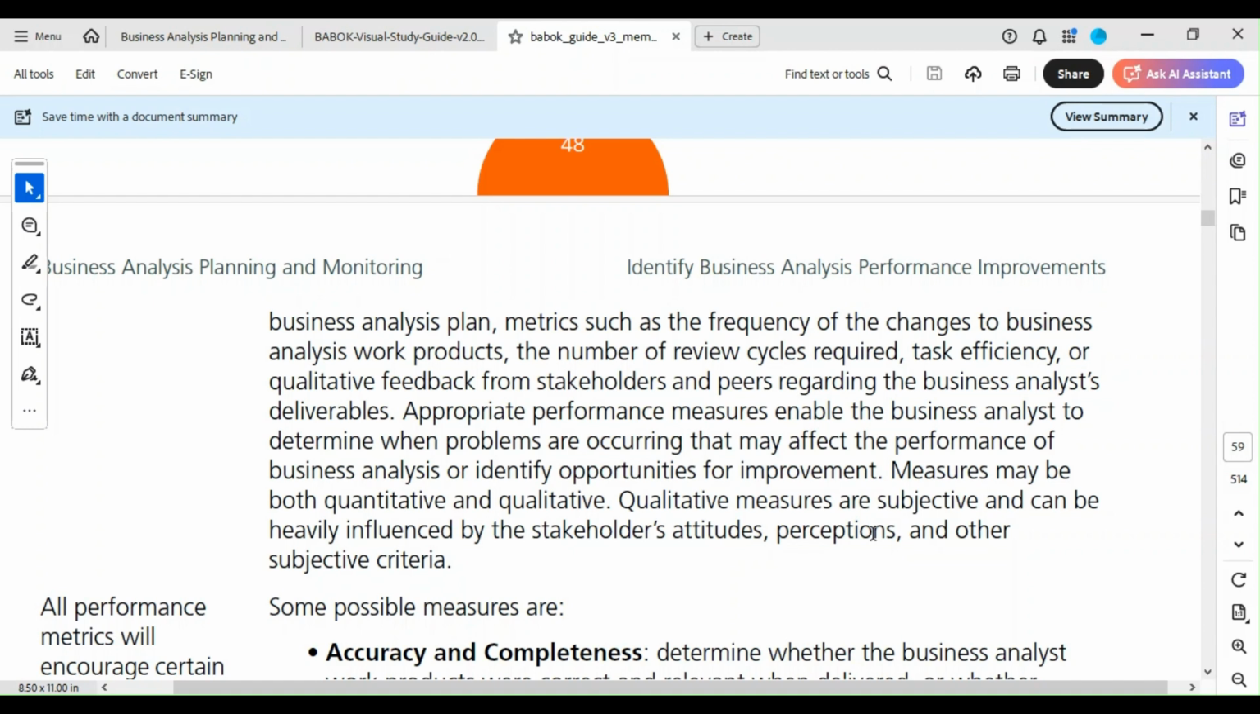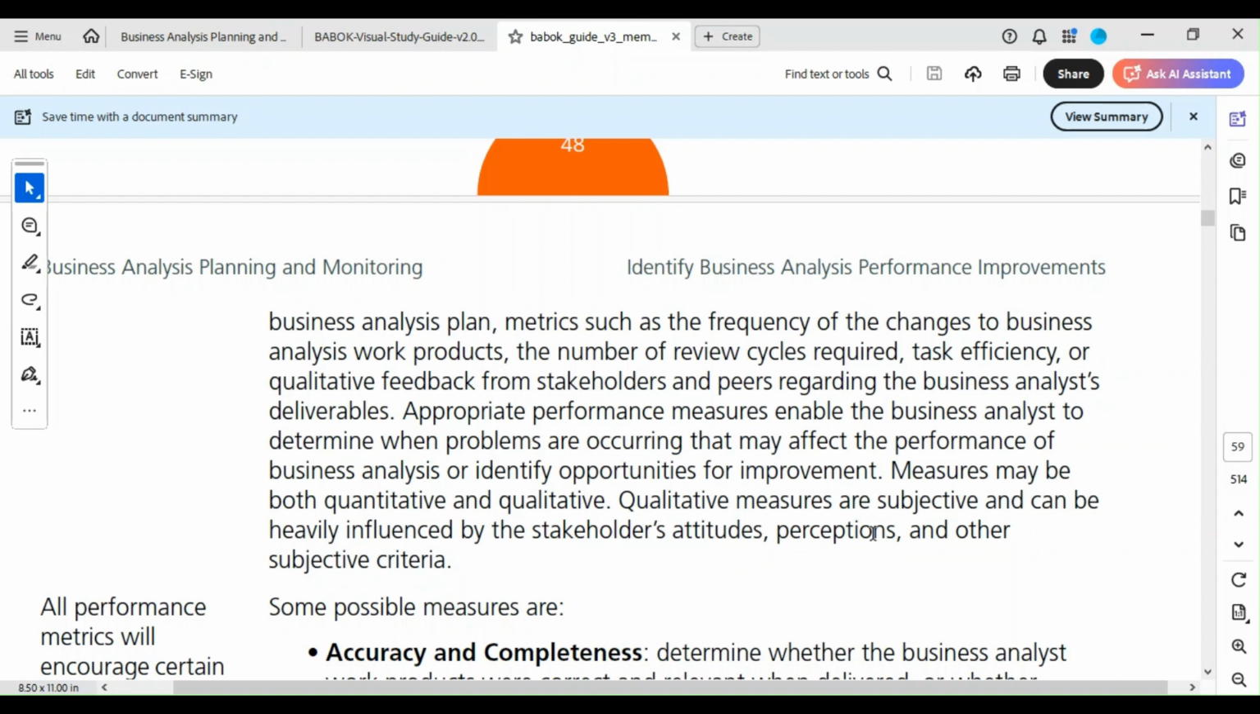Or qualitative feedback from stakeholders. Oh, the feedback from the stakeholders is very, very important. When it comes to qualitative, well, quality, it doesn't have to do with numbers in this case. Oh, that team, they are really doing good when it comes to churning out improvement. And peers, regarding the business analyst deliverables, you have your community, your peers, your colleagues that can give you feedback or measures.